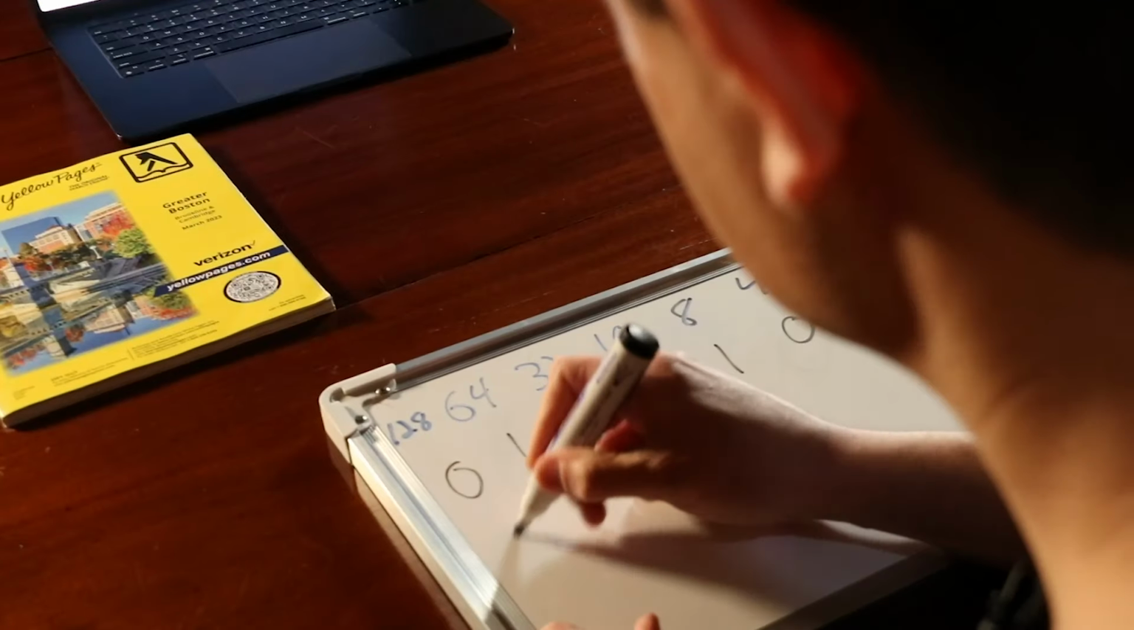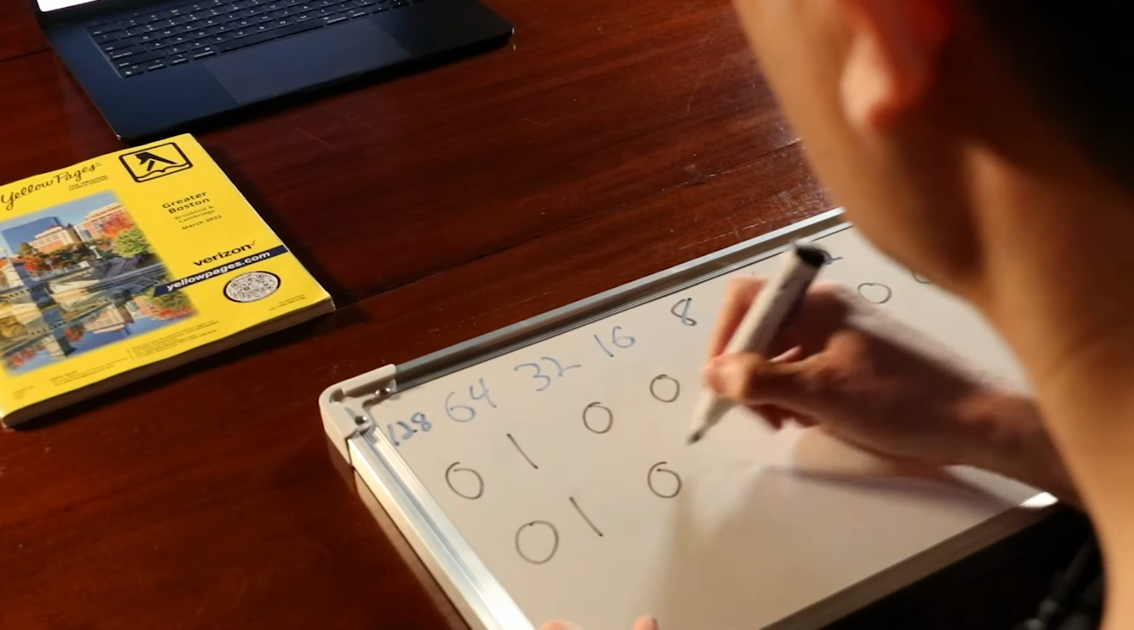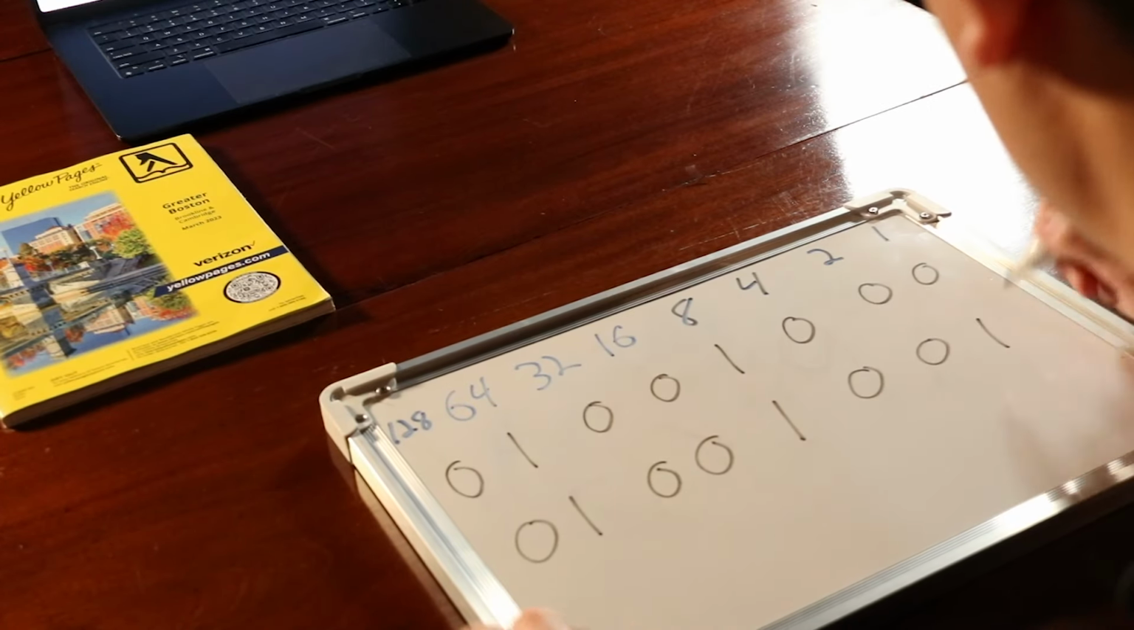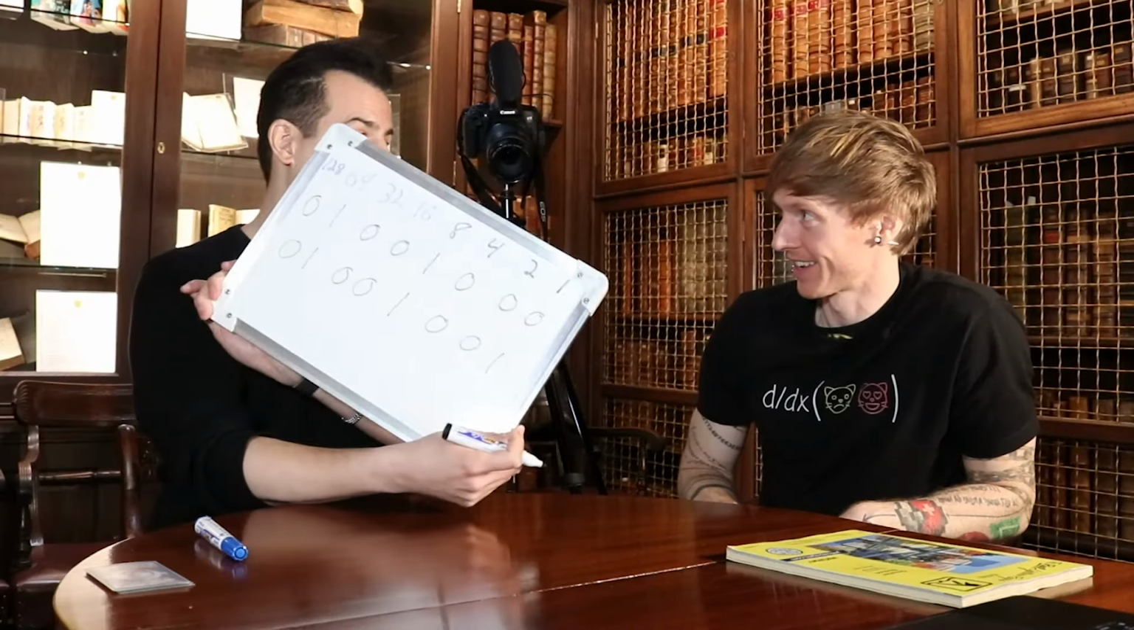So the number we want is 72. Okay, so hold that thought. Let's do one more then. Like 0, 1, 0, 0, 1, 0, 0, 1. So that's 73. That's true.